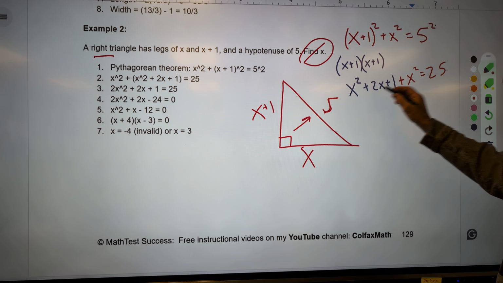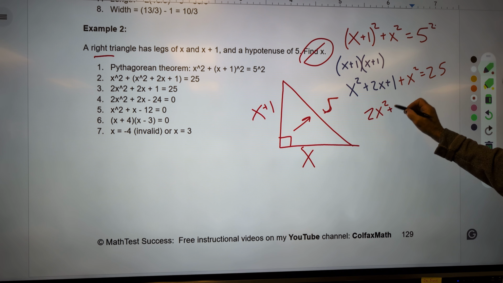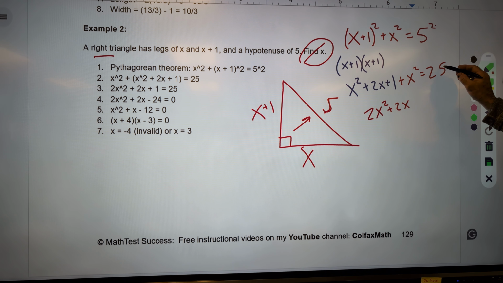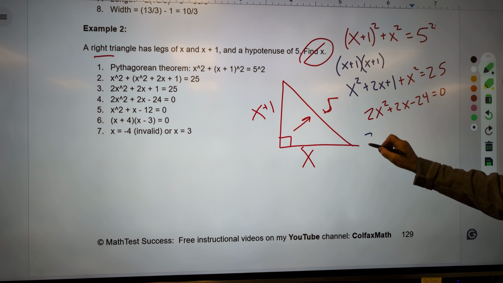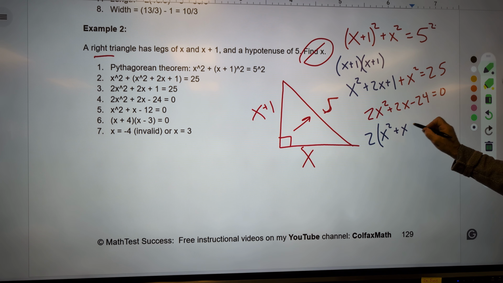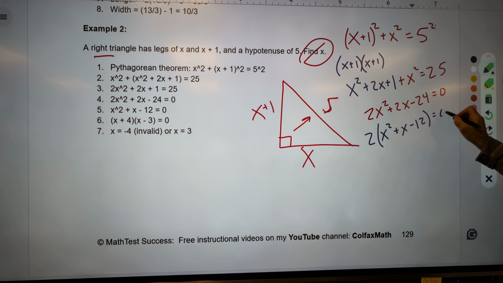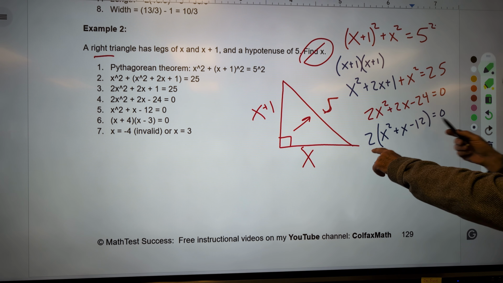Combine similar terms: x squared and x squared is 2x squared, plus that 2x. Then this 25 I bring over to this side. So I subtract 25 from both sides and get negative 24 equals 0. I'm going to pull a 2 out in front, leaving me with 2 times x squared plus x minus 12 equals 0. I factor out the common term, leaving me with this.